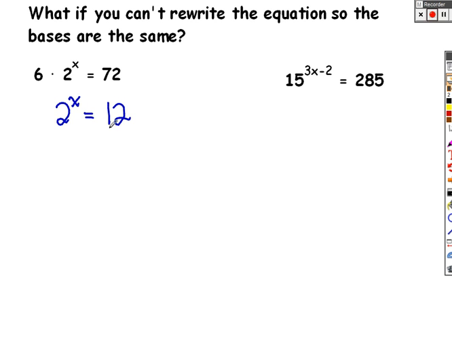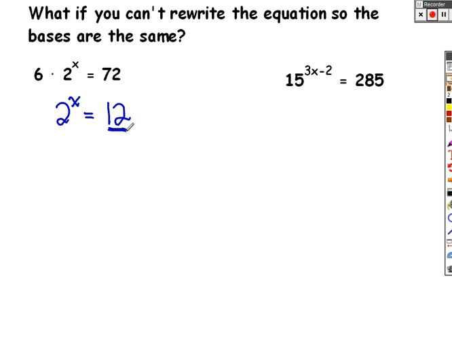Now, note that I can't write 12 as a base of 2. 2 to some power, or 2 to some integer power does not equal 12. So off the top of my head, I can't change these so they have the same base. I could go ahead and graph these and find the intersection, or I could use that third property of logs.